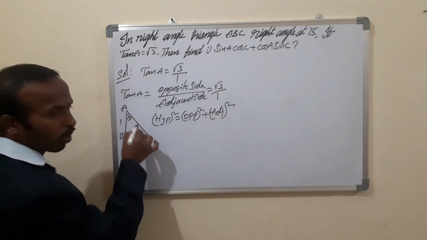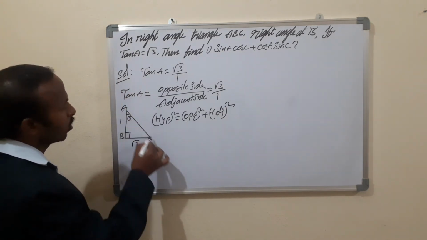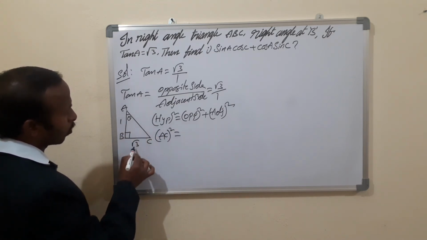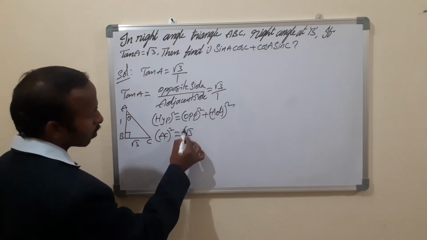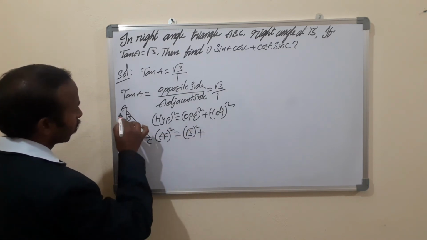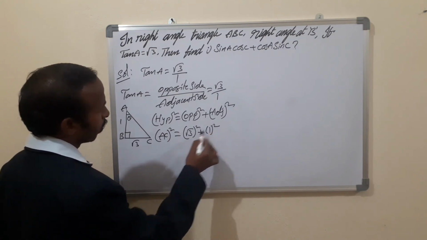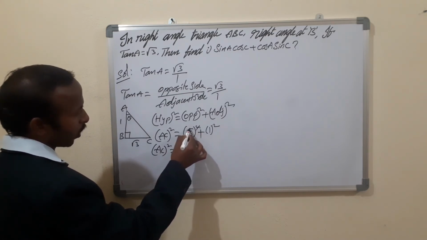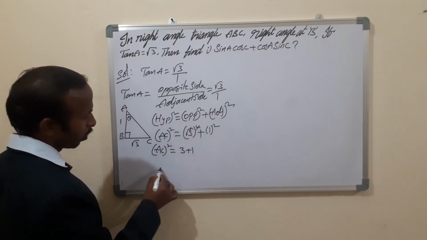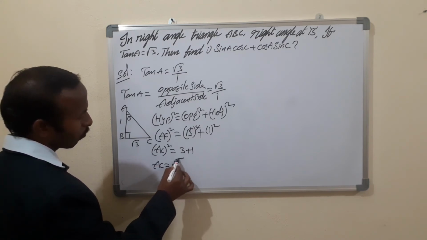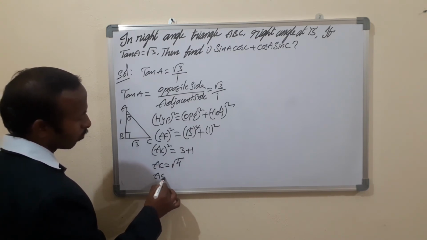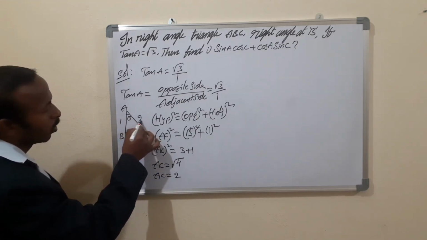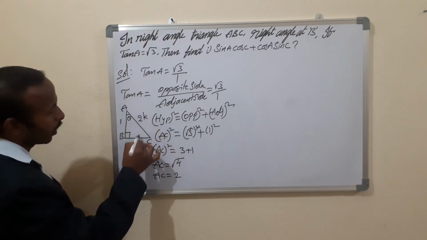Now hypotenuse is nothing but longest side in the right angle triangle, that is AC whole square. Theta opposite is root 3. So square root of 3 whole square plus adjacent is 1 whole square. Now AC whole square equal to root 3 square, means square root get cancelled, 3 plus 1. Therefore AC equal to square root of 4. So AC equal to 2. Finally the length of AC is 2. So these all are ratios, so we'll consider as K.